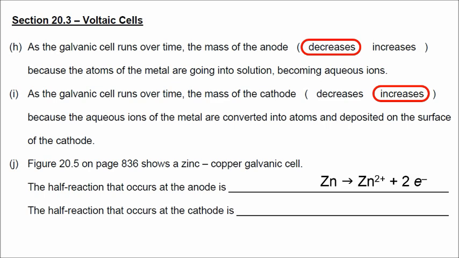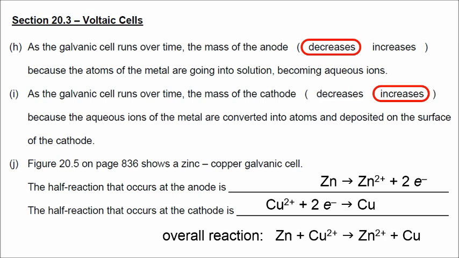So the half reaction at the anode is zinc going from 0 to 2+, losing 2 electrons, and the half reaction at the cathode is copper going from +2 to 0, gaining 2 electrons. And the overall reaction, if we add these two half reactions together, would be to cancel out the electrons, and the overall reaction we've already seen before.